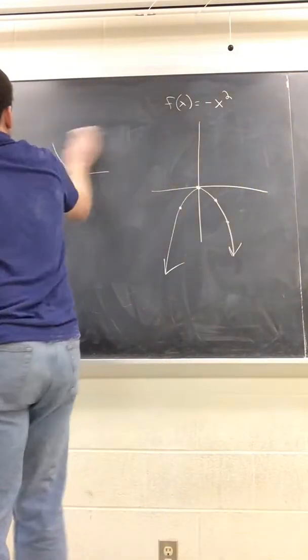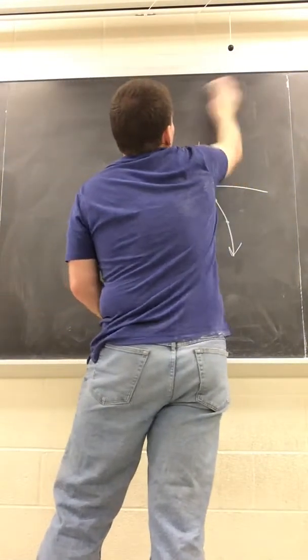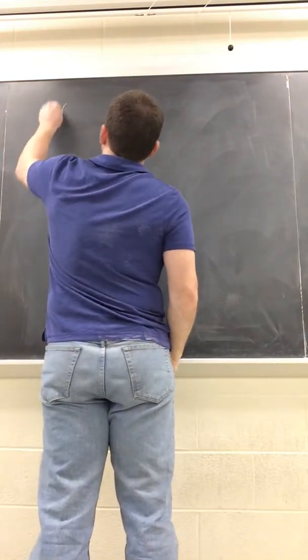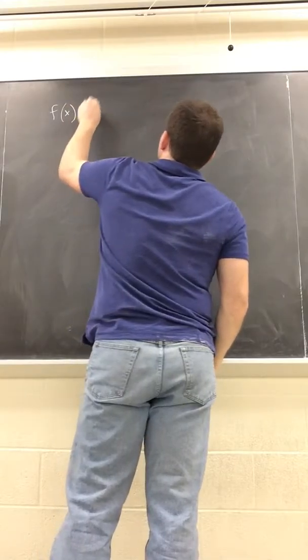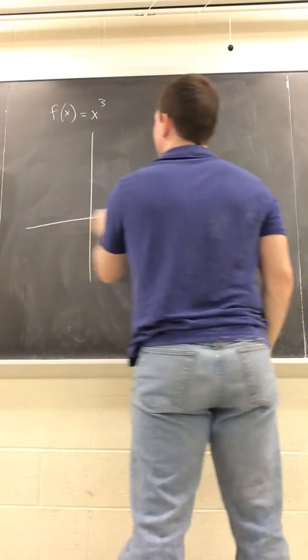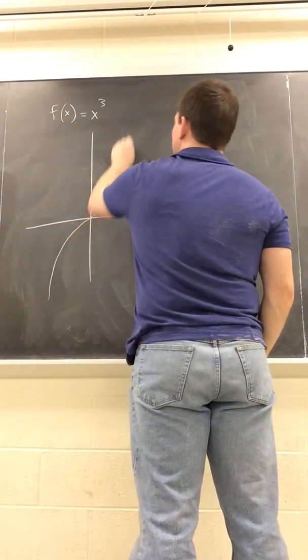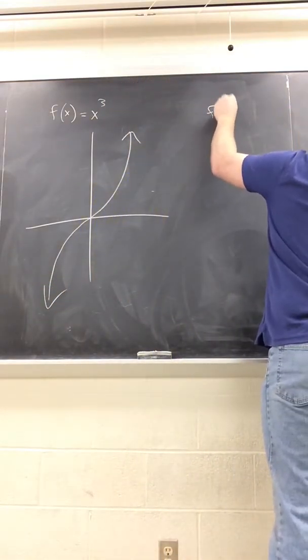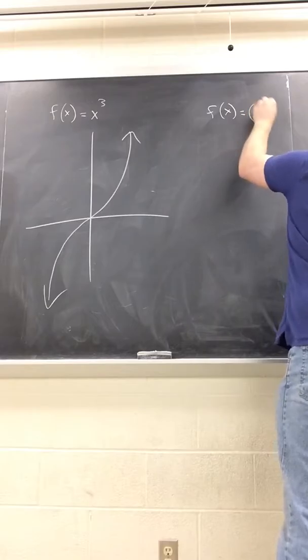So, suppose we look at one more transformation. And just for fun, we'll use a different function this time. We'll use f of x equals x cubed. So, we know the graph of x cubed is the elongated s. Now, find the graph of f of x equals negative x cubed.